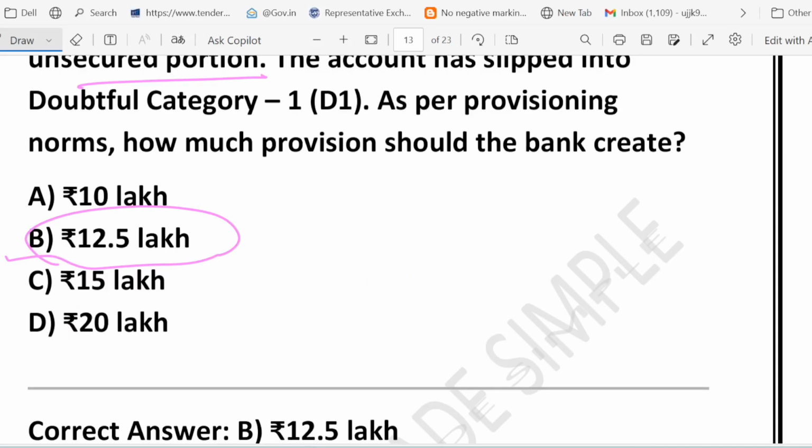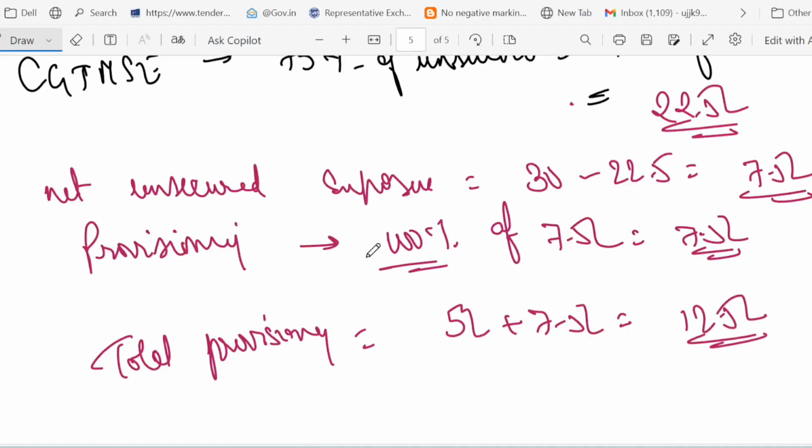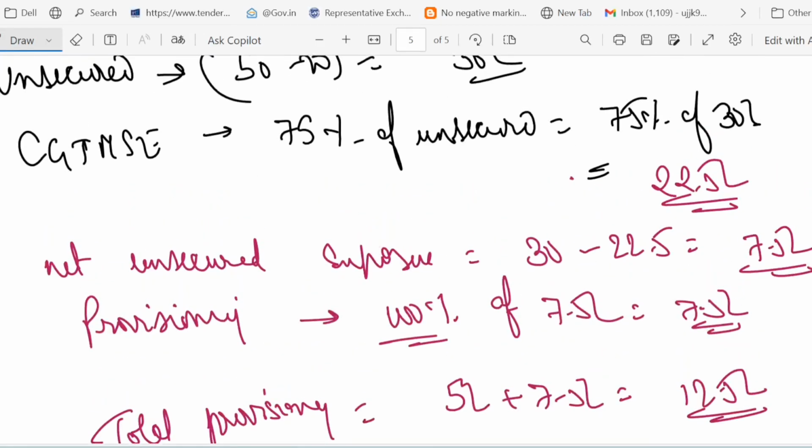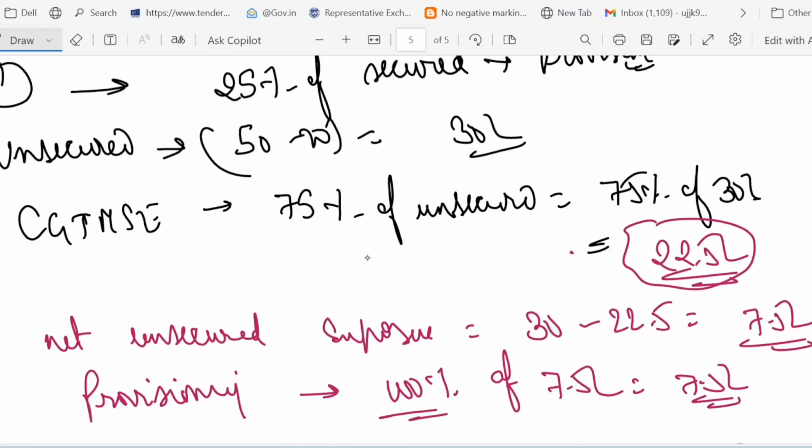So what we learned from this discussion is that, remember, for the secured portion in D1, provisioning is 25%. For the unsecured portion, provisioning is 100%. If a guarantee like CGTMSE is available, reduce the exposure accordingly. Right. And total provisioning is the sum of all of them. Because of this CGTMSE coverage, the earlier unsecured amount of 30 lakh now reduced to just 7.5 lakh.